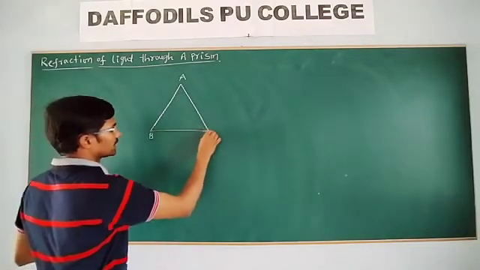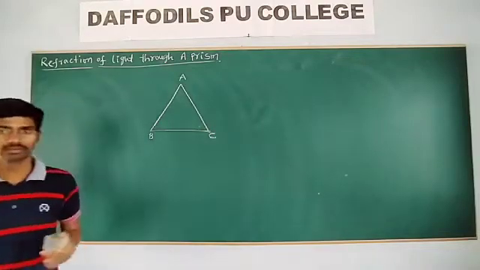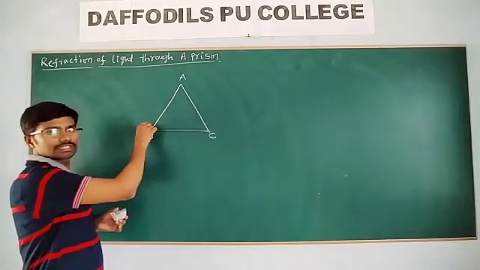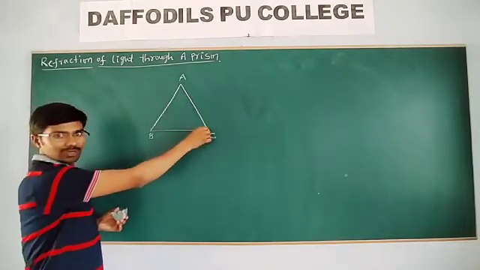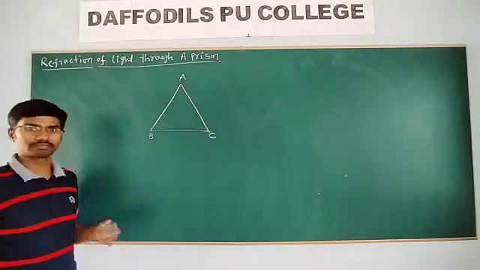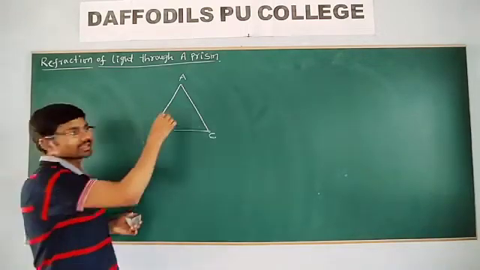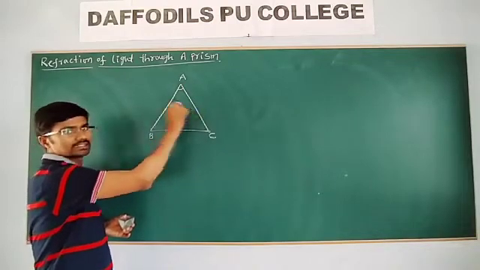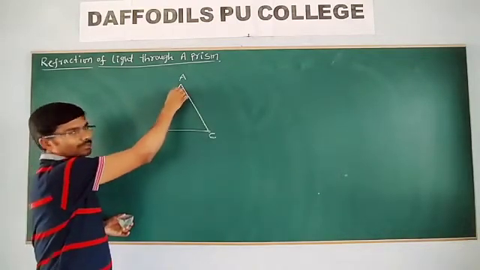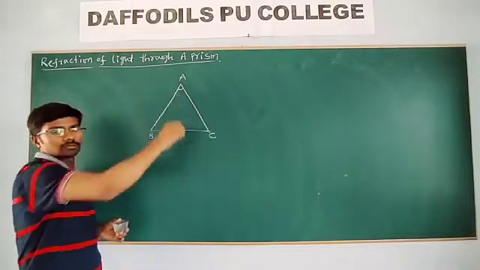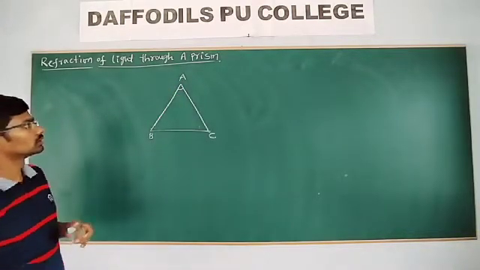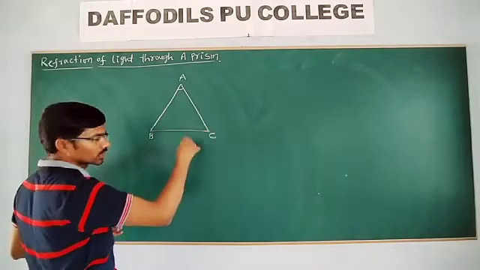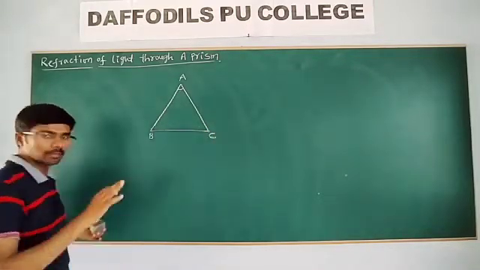ABC is a triangular section of a prism. This AB is the first refracting phase and AC is the second refracting phase of the prism. The angle between these two refracting phases AB and AC is called the angle of prism. And this is BC, where it is supported, which we have taken as the base of the prism.